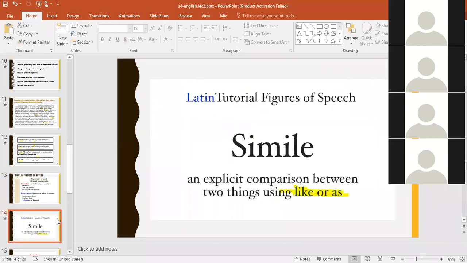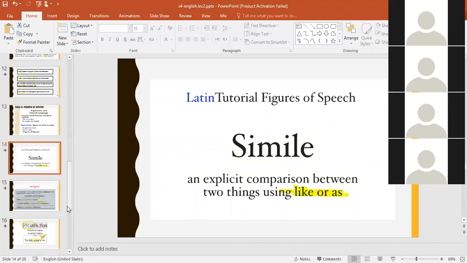We're going to start with the first kind, which is the simile. I had just explained three kinds. Later on, we're going to explain other kinds of figures of speech. A simile is a comparison between two things, using as or like.